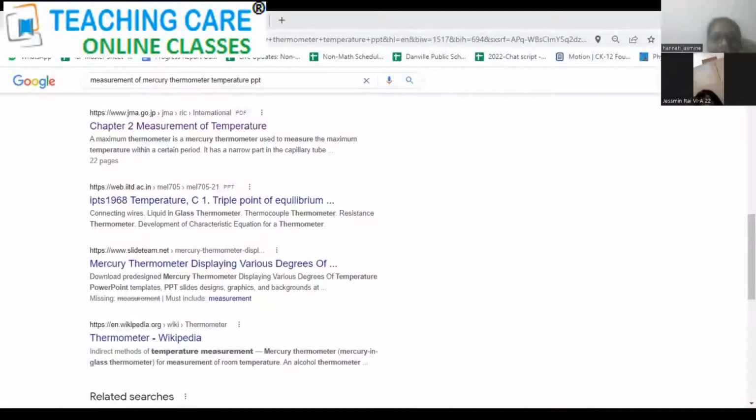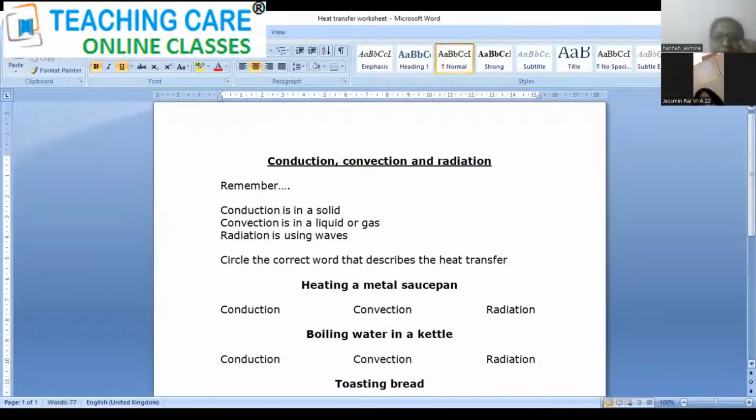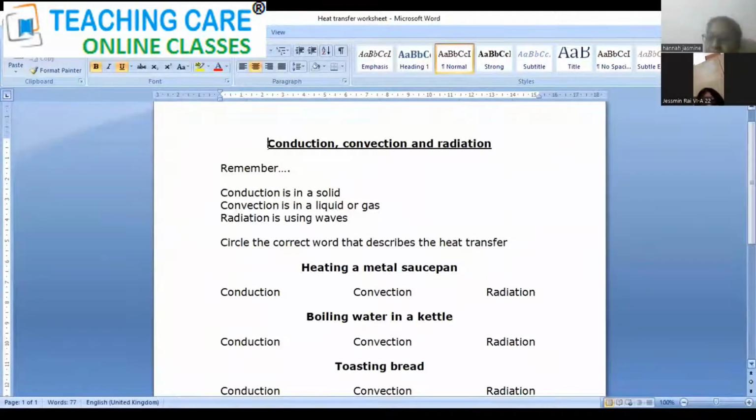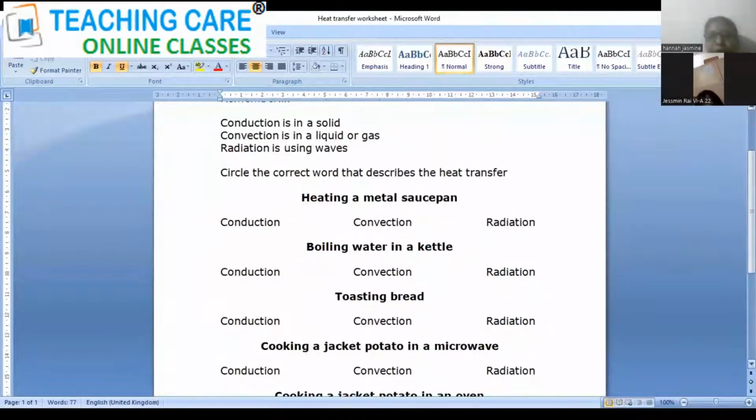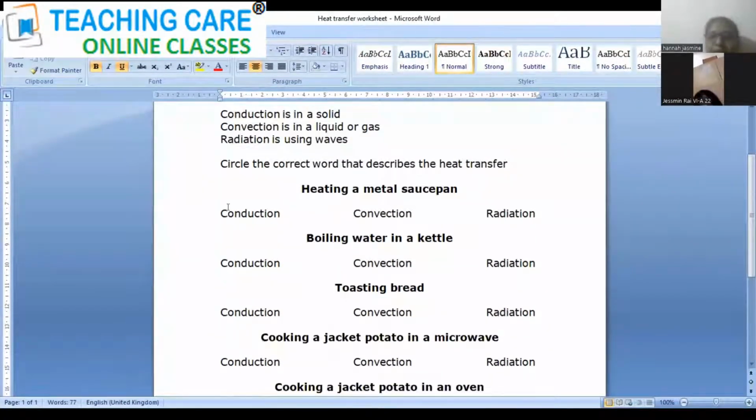Okay, let's work on this. Are you ready? I'm not going to let you do this alone. I'm going to work along with you. Just a minute, I'm sharing the screen. So you remember, conduction is in solids, convection is in liquids and gases, radiation is using waves. Are you clear with this? Okay, you just have to mark it. I'll read it for you.